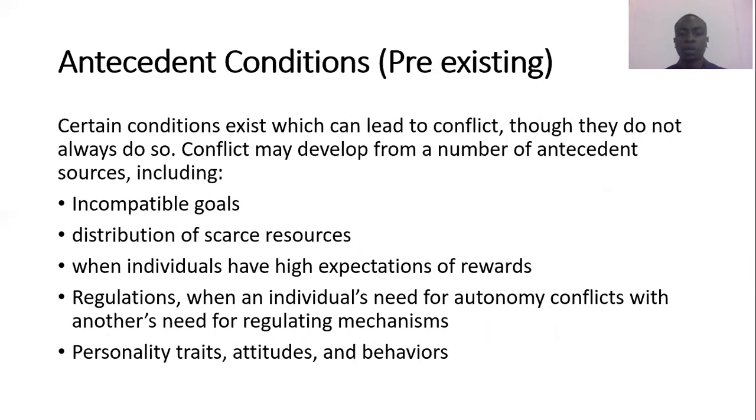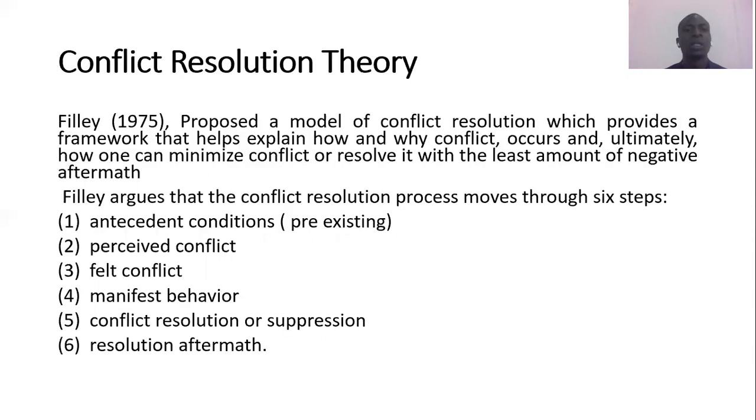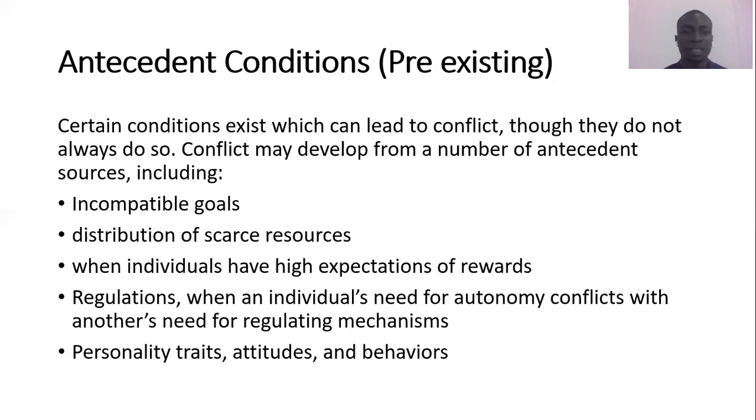So we are going to look at now the conflict resolution theory, starting from the first one, the pre-existing. Certain conditions exist that can lead to conflict, although they do not always do so. Conflict may develop from a number of antecedent sources. So there are certain conditions or circumstances which bring about conflict.